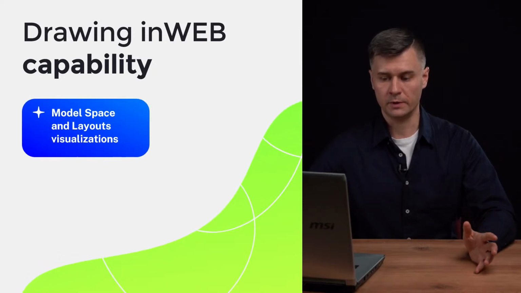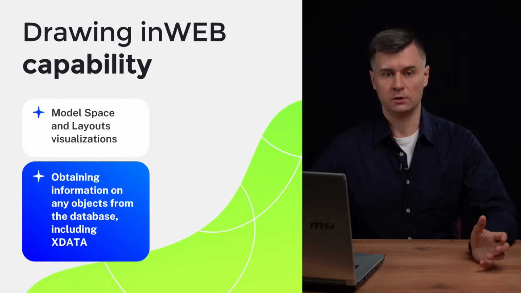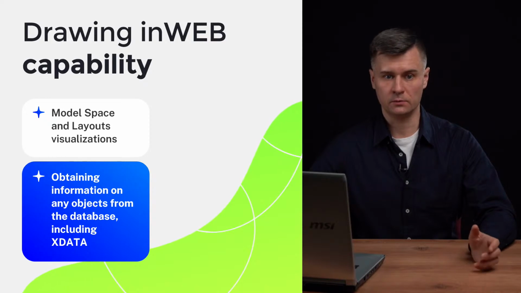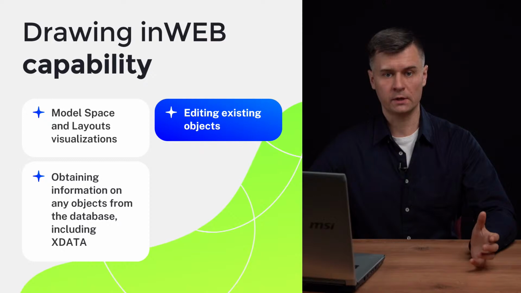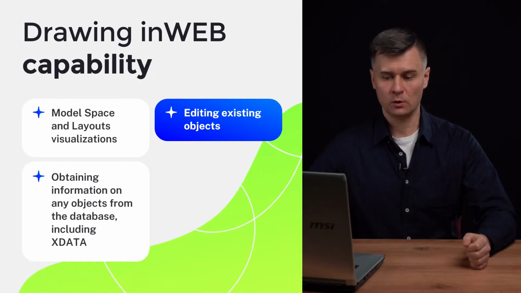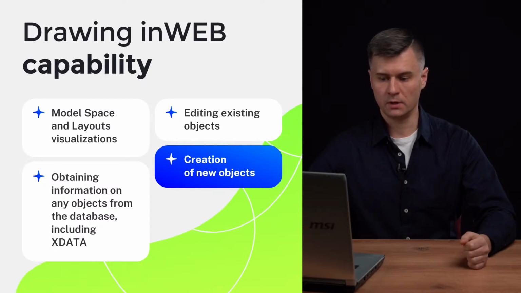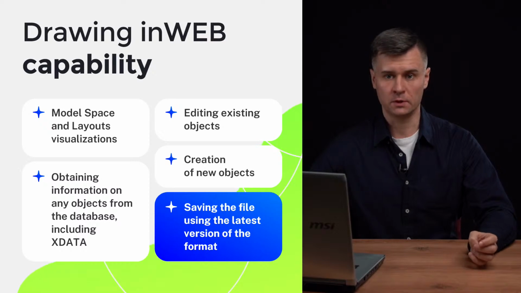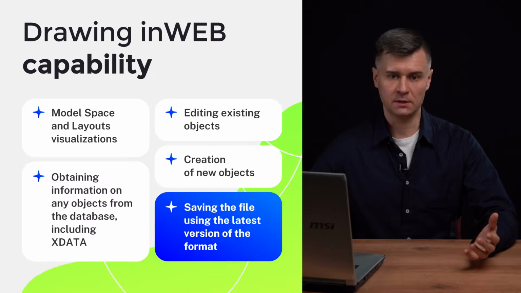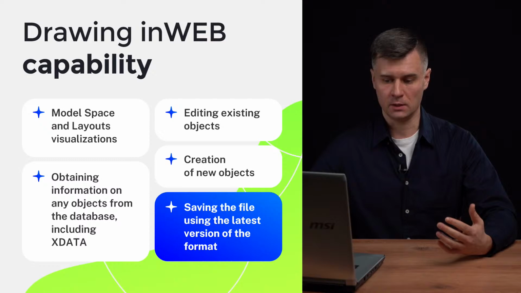So first of all, model space and layouts visualization. Next, obtaining information on any objects from the database, including the X data. And what's probably more interesting and important, editing existing objects, creation of new objects in a DWG file, and saving the file using the latest version format. So in other words, what we try to bring to web is the possibility to process and edit DWG files purely in web.